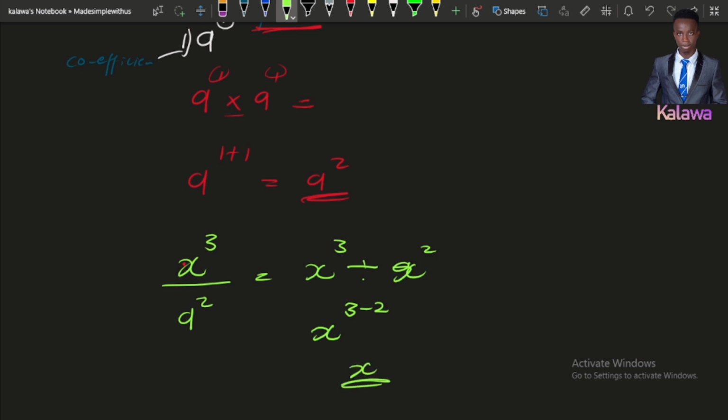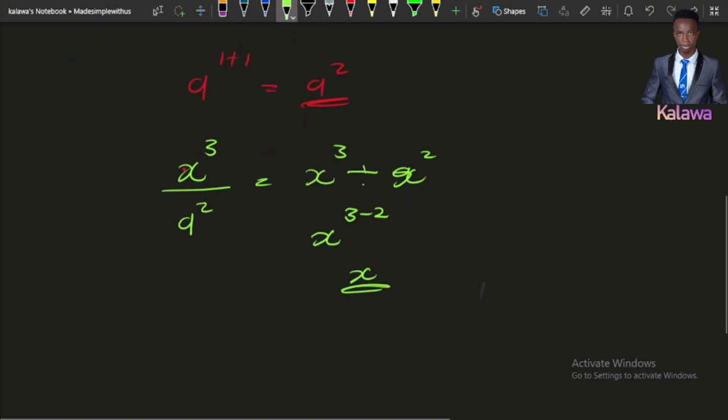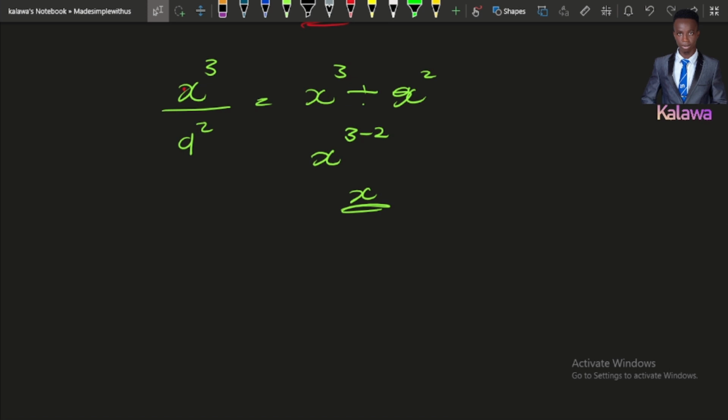You cannot say x is a power 1. No, you don't say that. You just have to bear in mind that there is always a power 1 whenever you see a variable standing on its own. So these are some of the rules you must understand before going further about multiplication or division in algebraic expression. So let's take an example here.